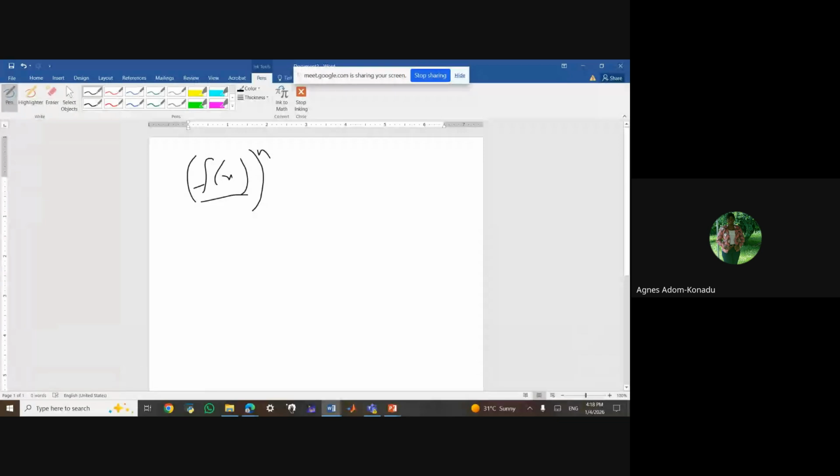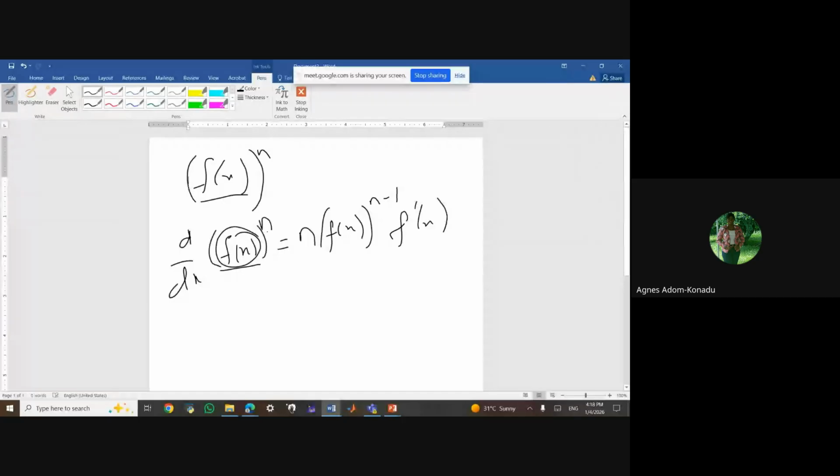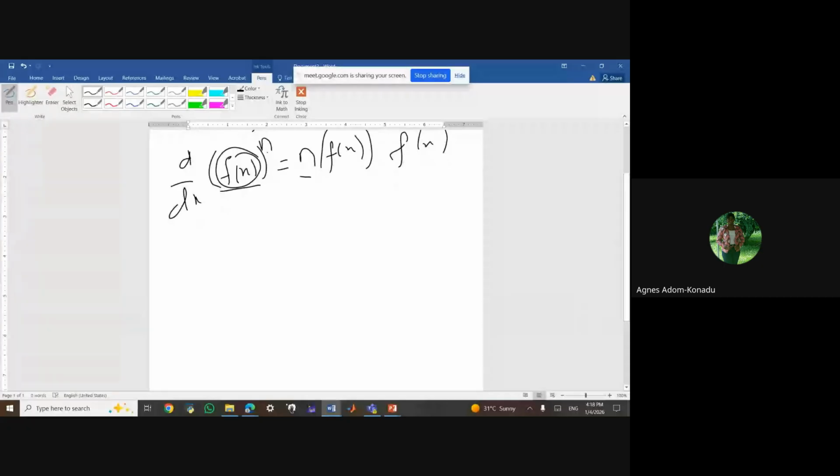If f of x is differentiable, I want to differentiate this. So d/dx of f of x to the power n, the power rule is given by: I'll drop my n, I'll keep the function f of x, then I'll have n minus 1. Then after that, I will differentiate the function, so I'll have f prime of x. This is called the general power rule. So you drop your n, you have the same function, f of x to the power n minus 1, then you differentiate the function.